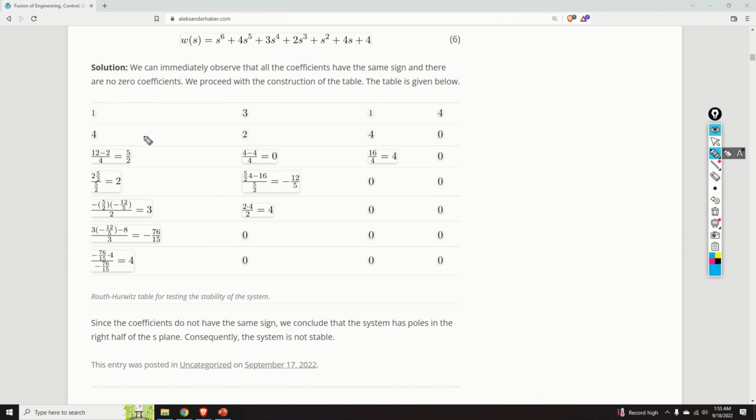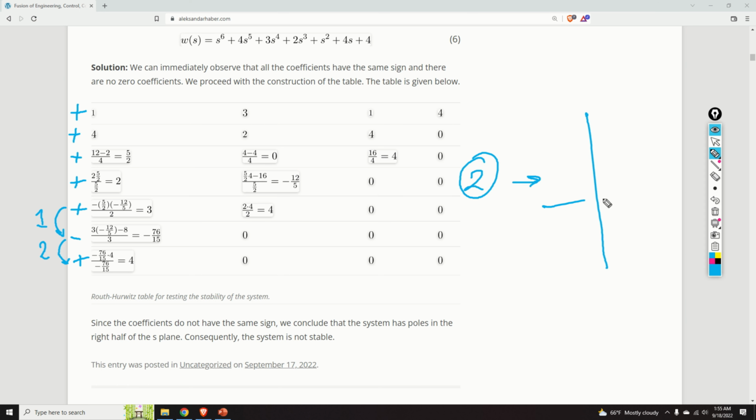Next, let us inspect how many poles of the system or the roots of the characteristic polynomial exist in the right half of the complex plane. Again, let us look at the sign: positive, positive, positive, positive, positive, negative, and positive. So how many sign changes do we have? Here we have one sign change, and here we have another sign change. So we have two roots of the characteristic polynomial in the right half of the complex plane.